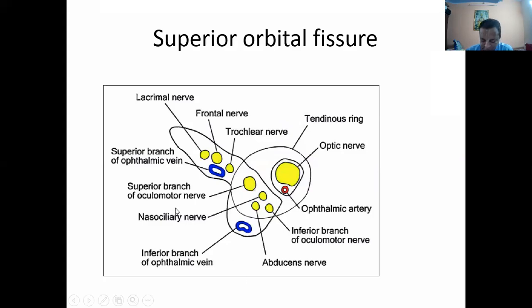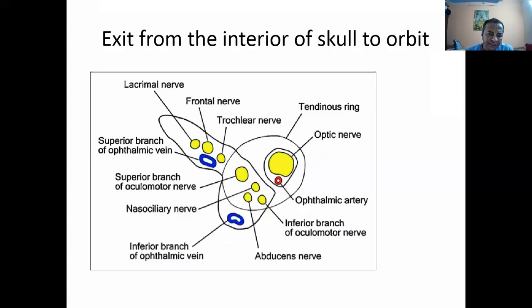In the superior orbital fissure, the fissure is divided into three parts by the tendinous ring of Zinn: the medial part, intermediate part, and the lateral part. So oculomotor nerve, its two branches with nasociliary in between lies in the intermediate part, while abducent nerve also lies in the intermediate part. While in the lateral part, there is LFT, the trochlear nerve. The fourth cranial nerve lies in the lateral aspect. This is how they exit from the interior of the skull to the orbit.